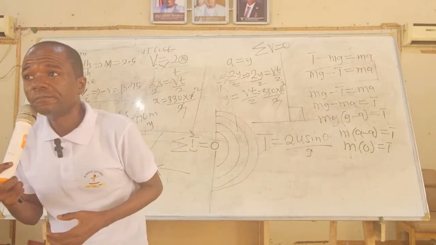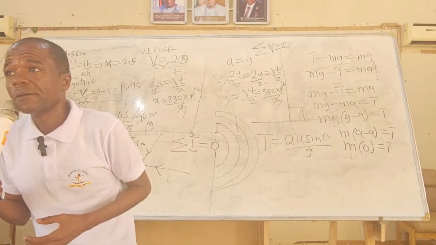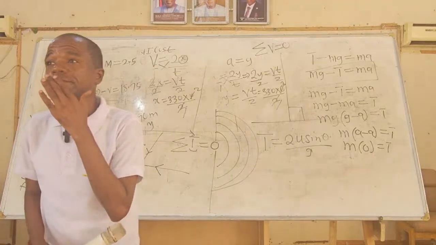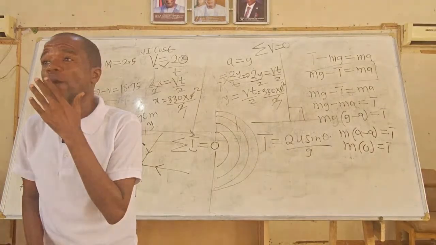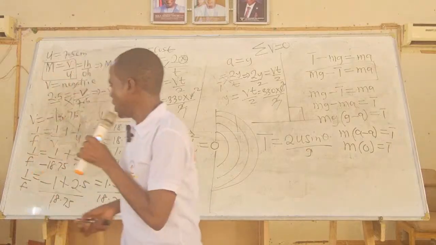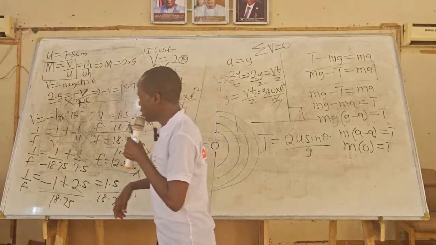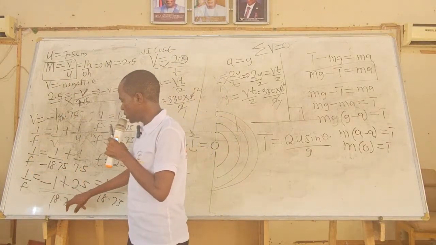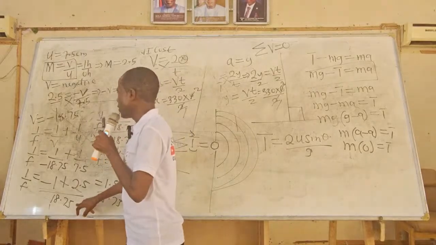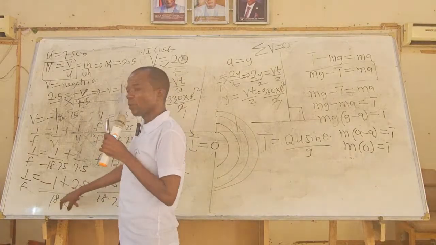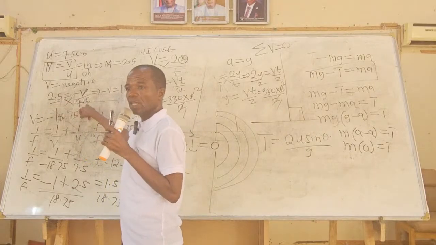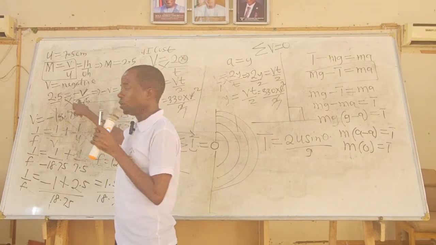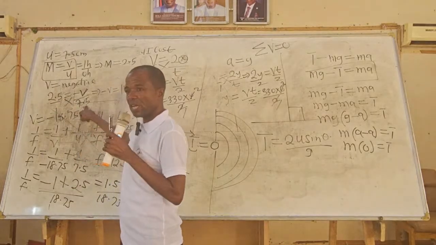Yes? Say that again. Can we what? How I got the LCM? Okay. So somebody is asking how I got the LCM to be 18.75. Don't forget, how do we even get this 18.75 in the first place? By multiplying 2.5 and 7.5, isn't it? 2.5 times 7.5.